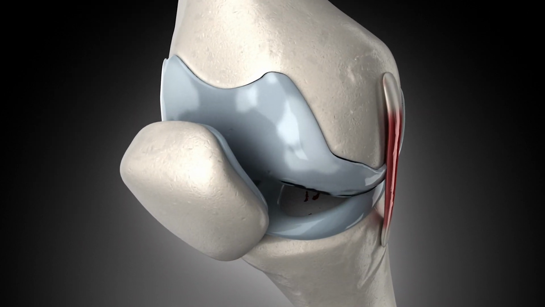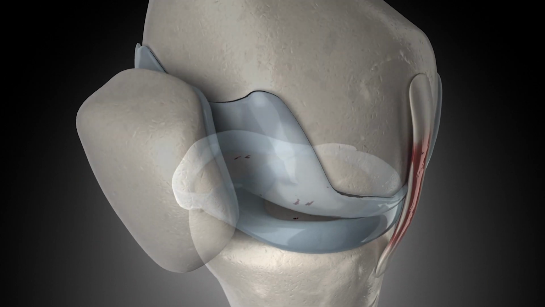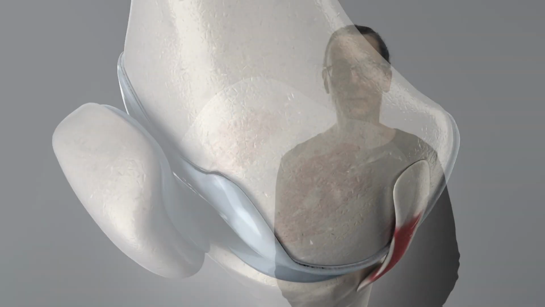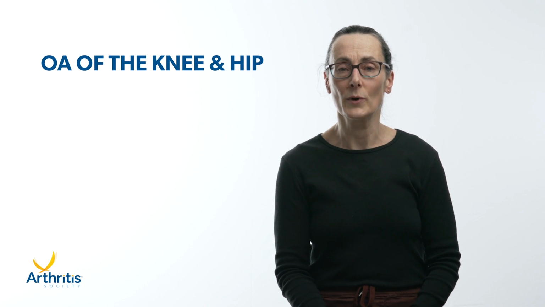The bone tries to repair itself, resulting in bony spurs at the edge of the joint that can cause pain and limit movement. For example, with OA of the knee and hip, activities like trying to get your socks on can be more difficult and painful.